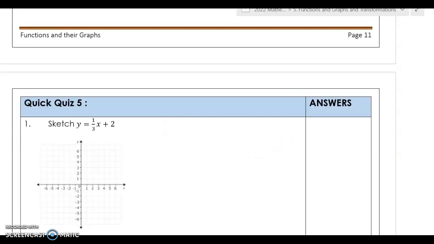Okay, let's have a look at quick quiz number 5. Number 1, sketch the line y equals 1/3 x plus 2. There are a few ways we could do this one. We know straight up that it's going to cut the y-axis at 2, because that's our y-intercept. So it's going to go through there. It's going to go in this direction, because that's a positive slope. The other direction is a negative slope. We've got a positive because it's 1/3, so that's the direction it's going to go.